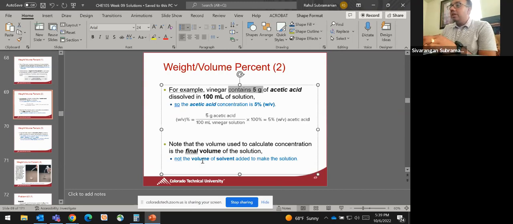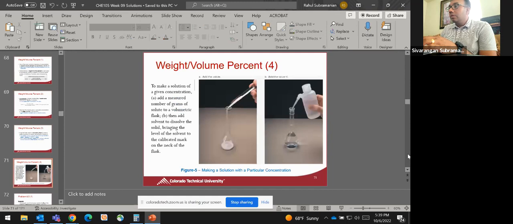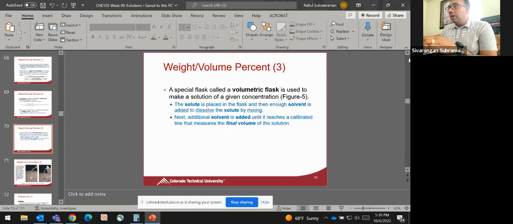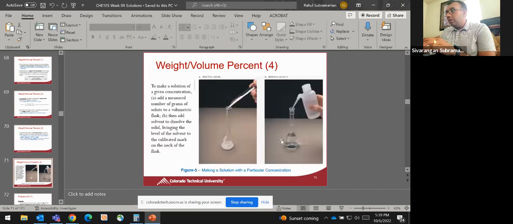And as I mentioned earlier, note that the volume is the final volume of the solution, not the volume of the solvent added to make the solution. Okay, how do you do this in the lab? You use a special instrument called a volumetric flask. It's basically a conical thing at the bottom, as you can see over here. And this is a plastic bottle with this pointed tip. These are very specific to a chemistry lab. If you go to any chemistry lab, you will see this. This is called a conical flask or a volumetric flask.